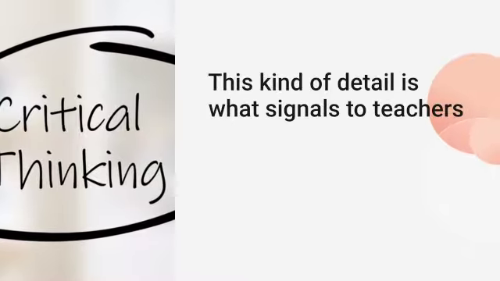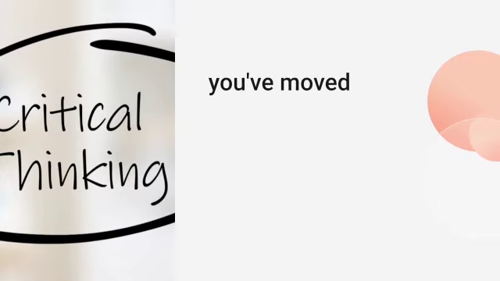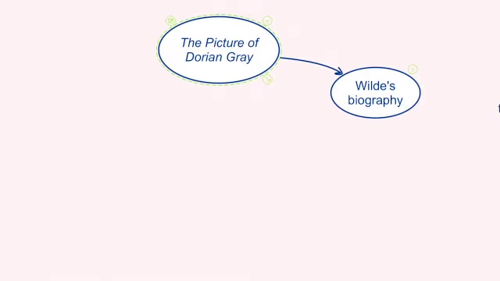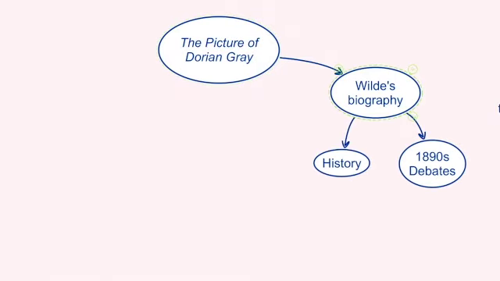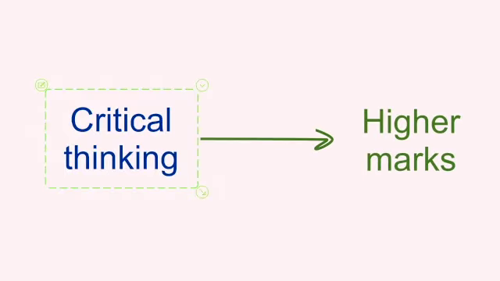This kind of detail is what signals to teachers and examiners that you've moved beyond the plot. You're connecting the novel to Wilde's life, to history, and to the debates of the 1890s. That's critical thinking, and that's what earns higher marks.